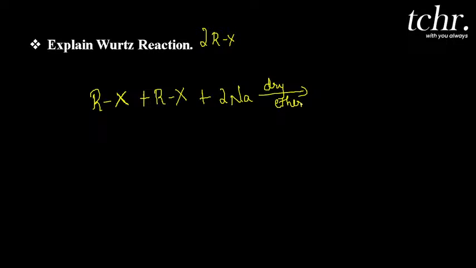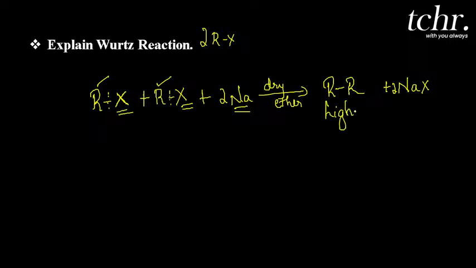So students, now observe what happens. You can see that a bond breaks between the R group and the halogen, and two halogen atoms go with the two sodium atoms. Halogen is a good leaving group, students. It will go with the active metal sodium as NaX, two molecules of NaX, and what is remaining here? Two alkyl groups that are remaining. It forms a bond between itself, and it will lead to the formation of higher alkane.